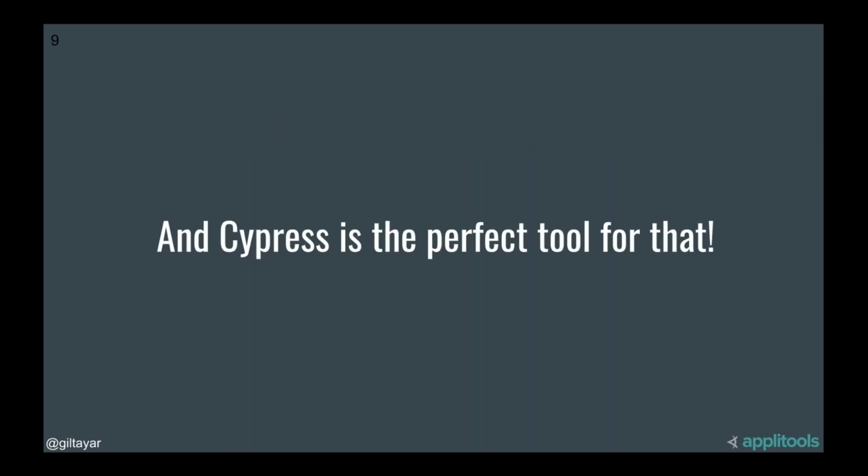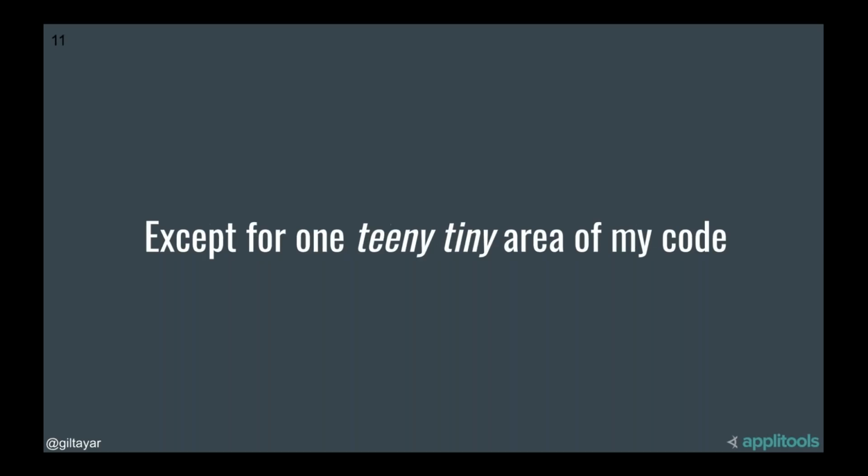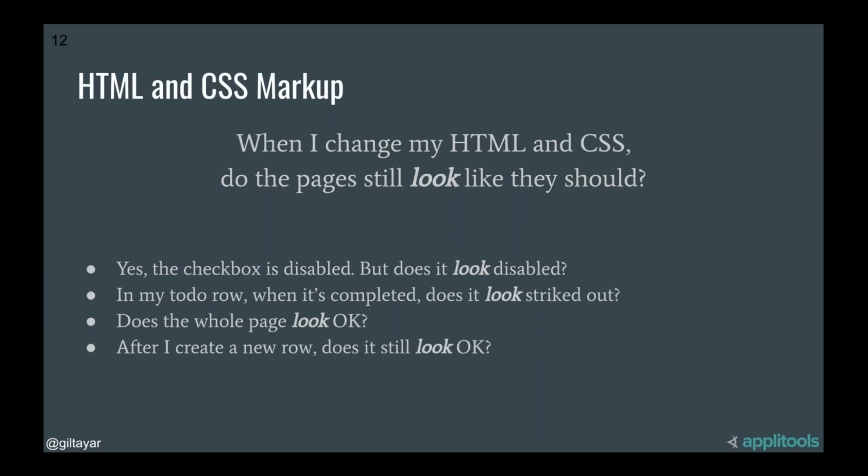And Cypress is the perfect tool for functional testing. It's fast, it's wicked, it has great documentation. I'll let Gleb handle that. But it is the perfect tool to write functional tests. But there's a little teeny problem, and that problem is that functionally Cypress is perfect. But what about HTML and CSS markup? Well, if I forget an input tag, an input text, then obviously the functional test will fail. But if I do some changes in the CSS, if I remove some rules, if I do some CSS refactoring, does the page still look okay?